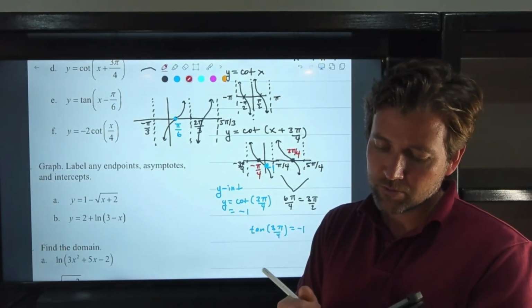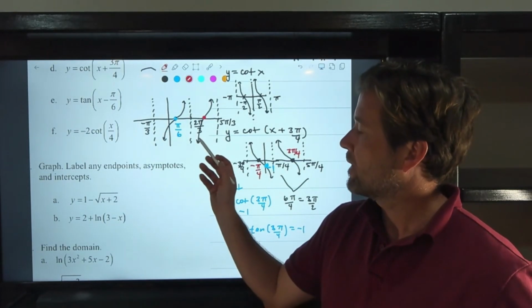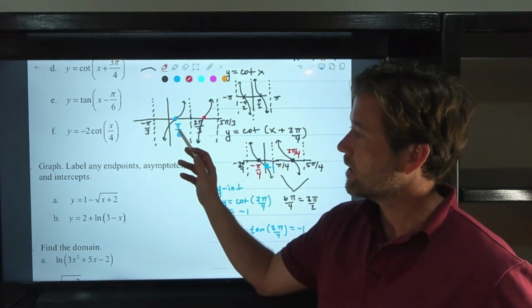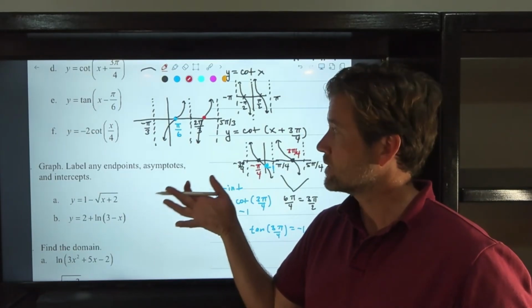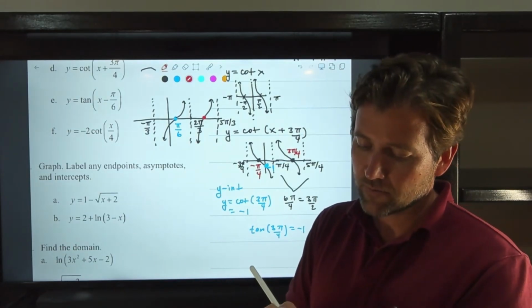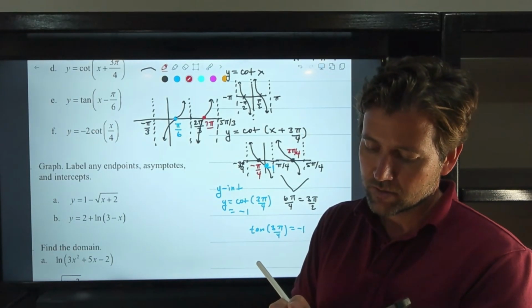Now the x-intercepts are also pi apart. So if this is 1/6 pi, and I add 6/6 pi, which is just 1 pi, so 1/6 pi plus 6/6 pi, that's 7 pi over 6.